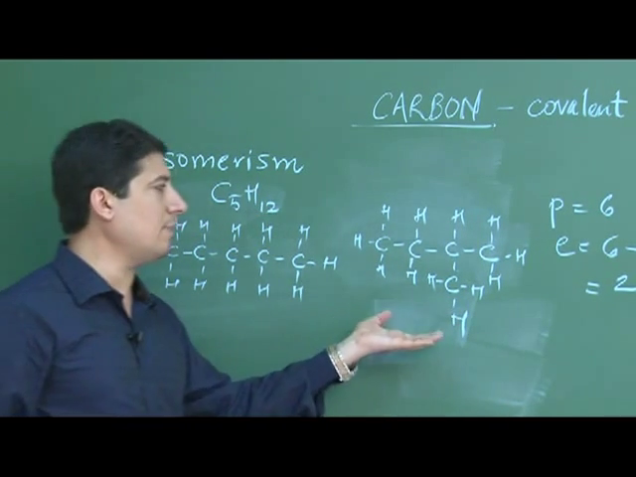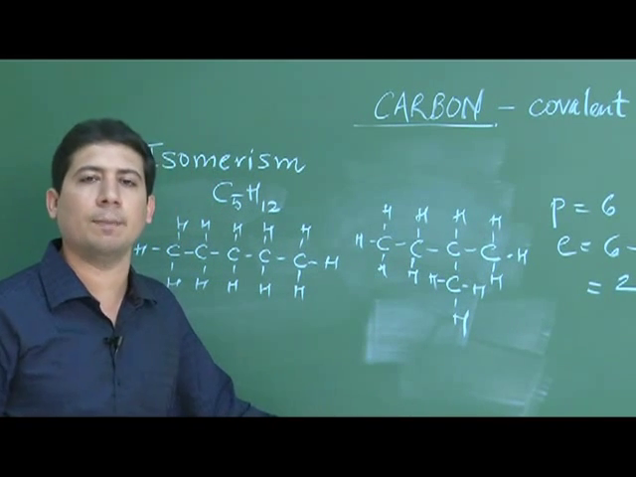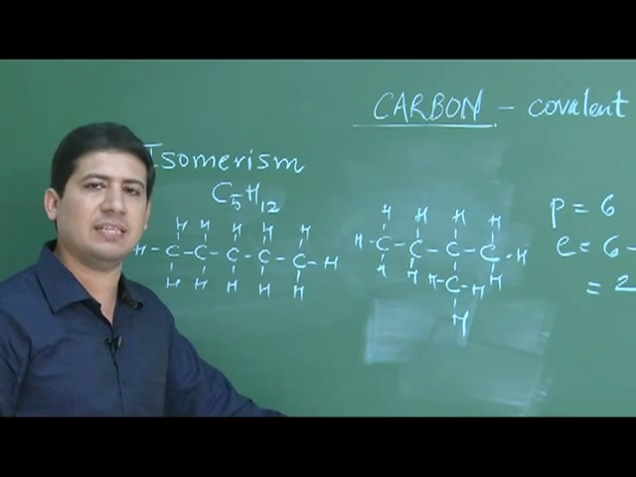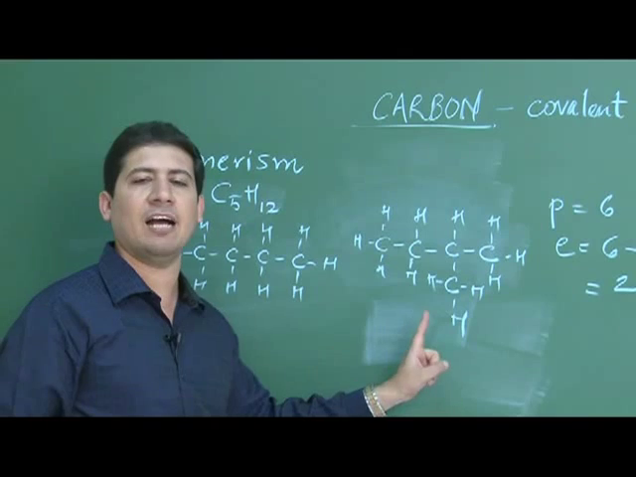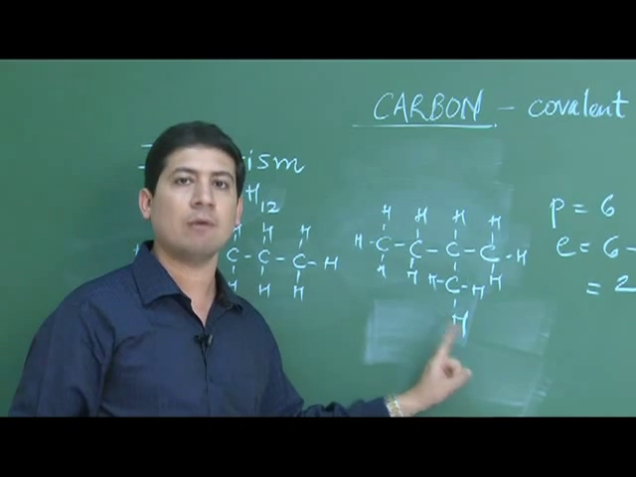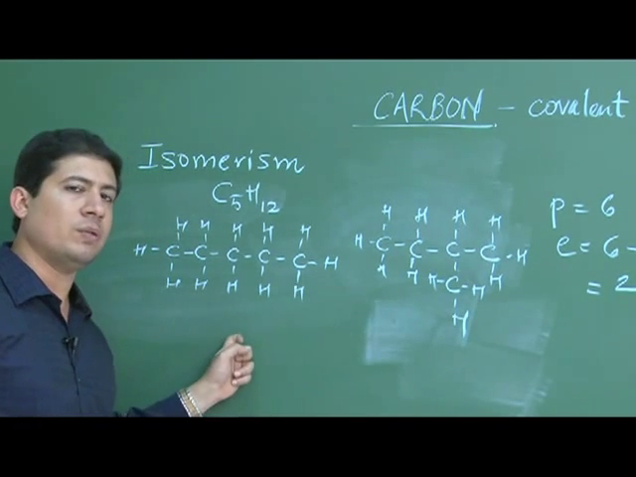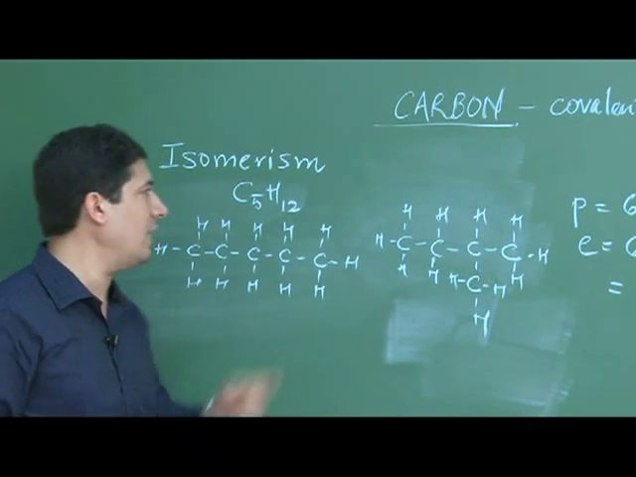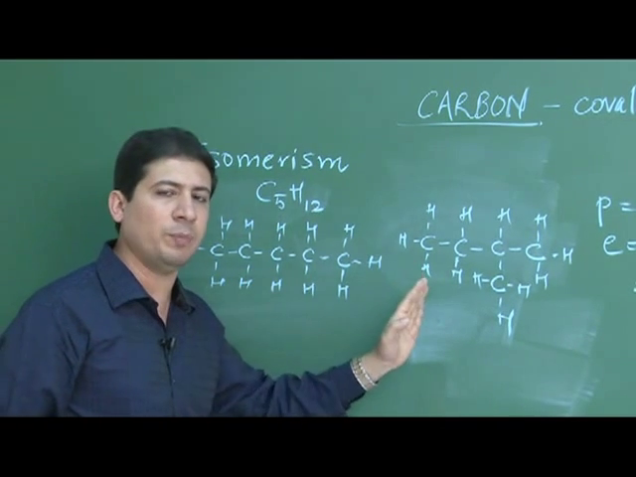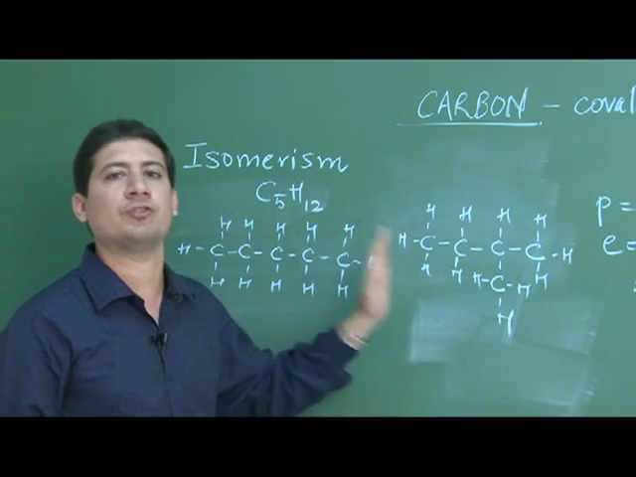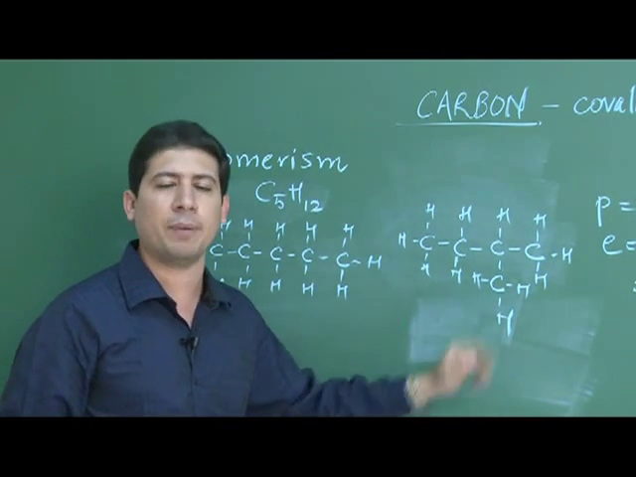Now, look at this compound. Once again, I have put forth a branched compound. In this particular compound, I have taken together 4 carbon atoms in a long chain, and I have put up one branch. That means both these compounds, though they have the same molecular formula, that is C5H12, have different arrangements and therefore different structural formula. Thus we'll consider that these are 2 different compounds.